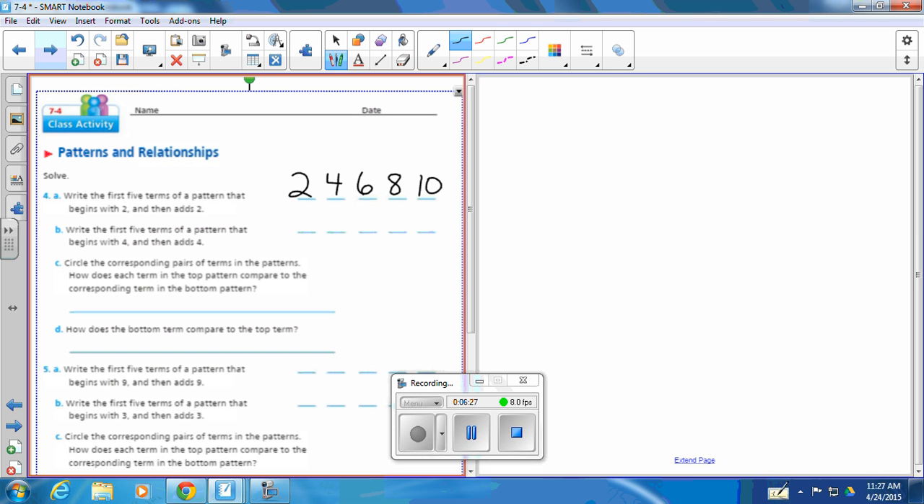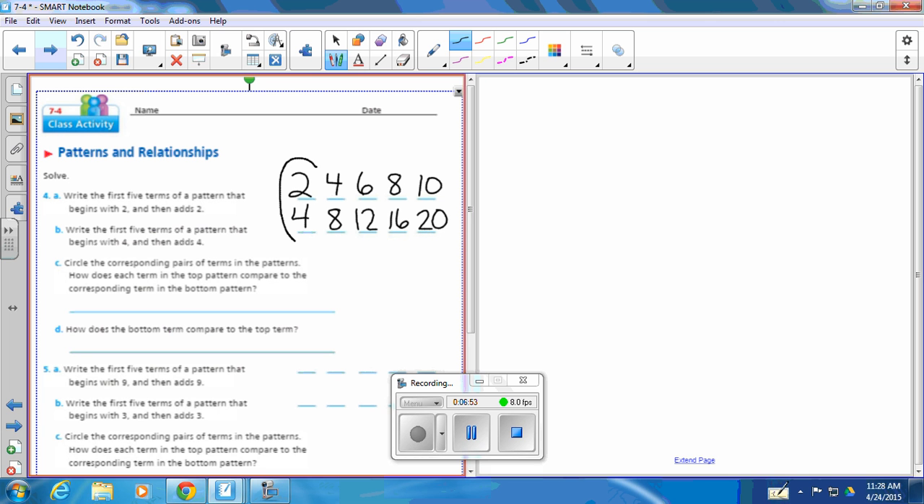Then part B says write the first 5 terms of a pattern that begins with 4 and adds 4 each time. So let's write that pattern. Now here's where we're going to look at the relationship between 2 corresponding terms. If you notice in C, it says circle the corresponding pairs of terms in the pattern.